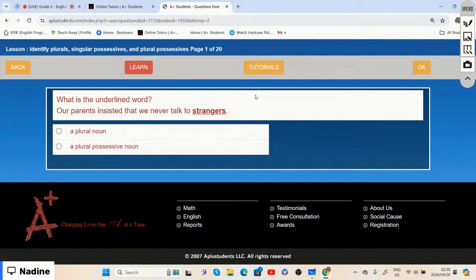All right. So, what is the underlined word? It says our parents insisted that we never talk to strangers. Strangers. Is that a plural noun or is it a plural possessive noun?